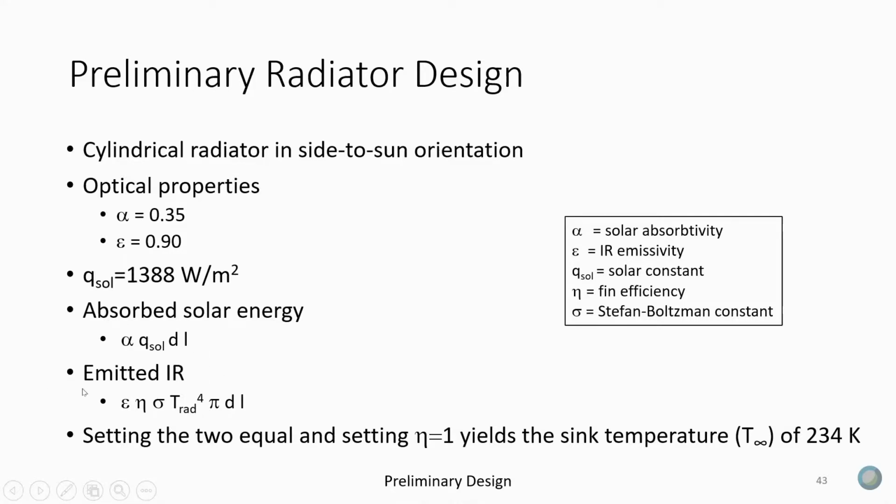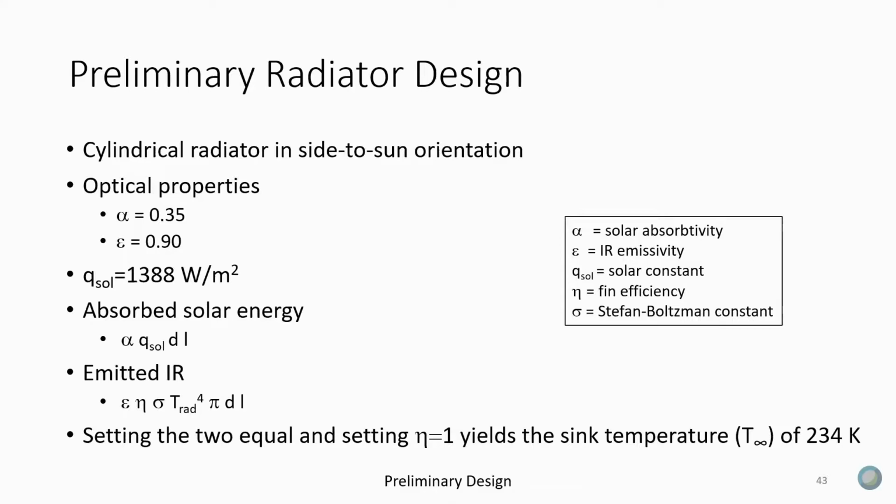So take the optical properties I have listed here, take the solar constant, and so you've got an absorbed solar energy, and that's easy because it's just alpha times the solar constant times your projected area of the module, which is diameter times the length. Emitted IR is emissivity, fin efficiency, which we're taking as 1 when we're doing a sink temperature calculation, again just T to the 4th, and then your area is pi times D times the length. So it's the total area of the module. Setting them equal and setting epsilon equal to alpha gives you a sink temperature of 234 K. So that was the number that I showed you earlier, but this is where it comes from. It's a cylindrical module. That's your average sink temperature.